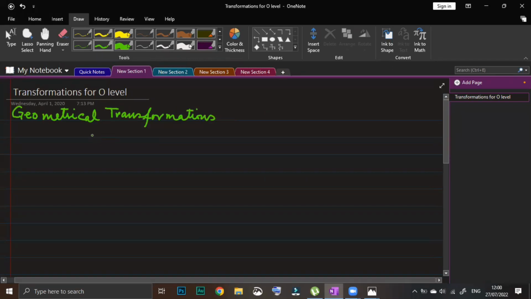In geometrical transformations, we will study three different transformations. Number one, reflection. Number two, rotation. And number three, translation.